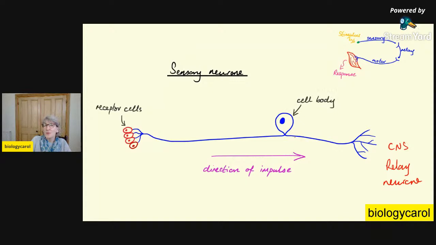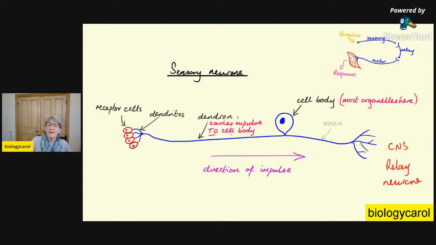And so this, not surprisingly, is the cell body. This is where most all of the organelles are, okay? But I want you to notice that these two long extensions of the cell body are continuous with it. These long extensions, which I will tell you now, are the dendron, which brings the impulses to the cell body, and the little tiny ones are called dendrites. And notice here is the axon, and that carries the impulse away from the cell body.